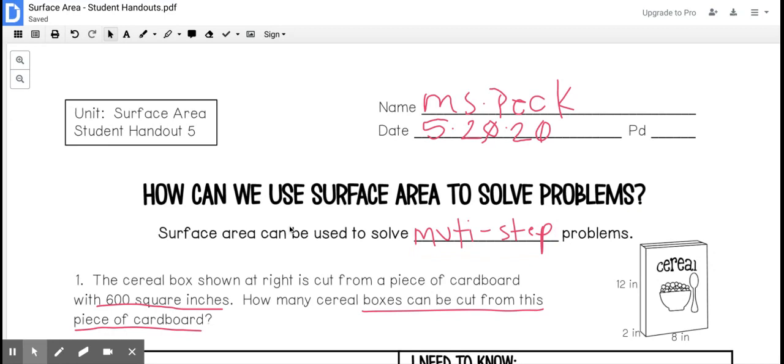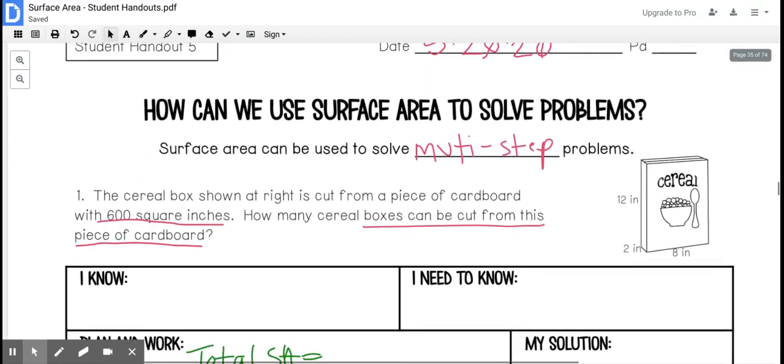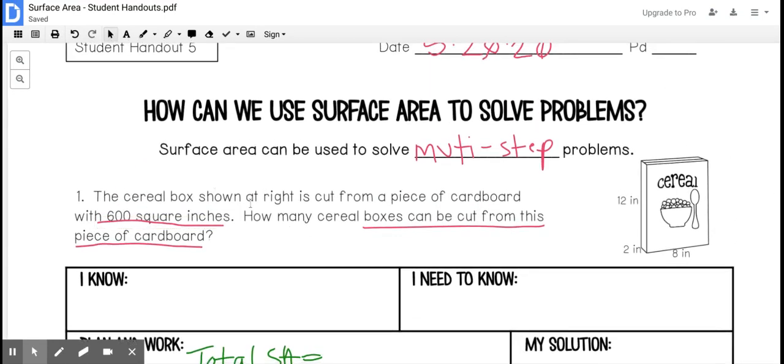So our first question is: the cereal box shown at right is cut from a piece of cardboard with 600 square inches. How many cereal boxes can be cut from this piece of cardboard? No matter how you are taking notes today, just notice that I've underlined important parts that we'll need for the next section. I underlined that we have a total of 600 square inches, and then how many cereal boxes can be cut from this piece of cardboard.